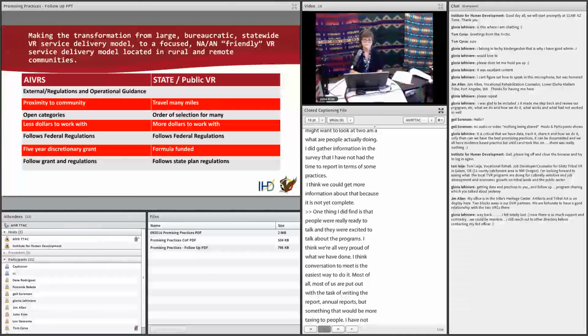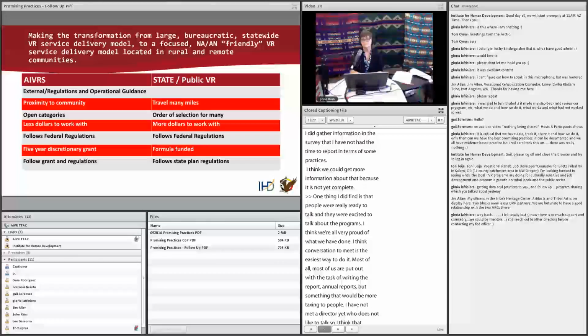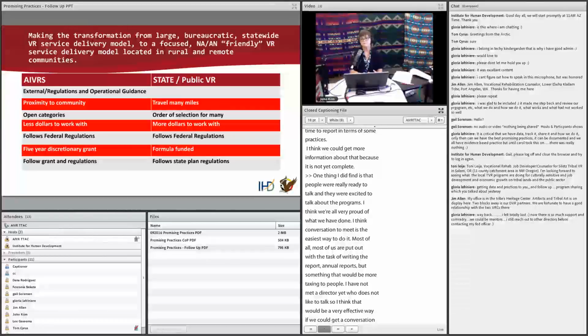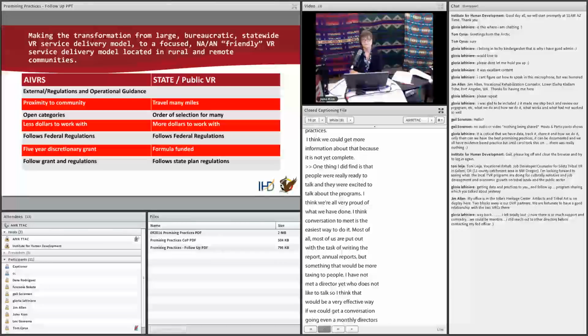Some ideas we've talked about to keep things going is even like a monthly director's call with AIVRTech maybe facilitating, similar to what we do with RSA, because everybody seems to like that format. And maybe then record what people say and work that into a written text that could be shared.